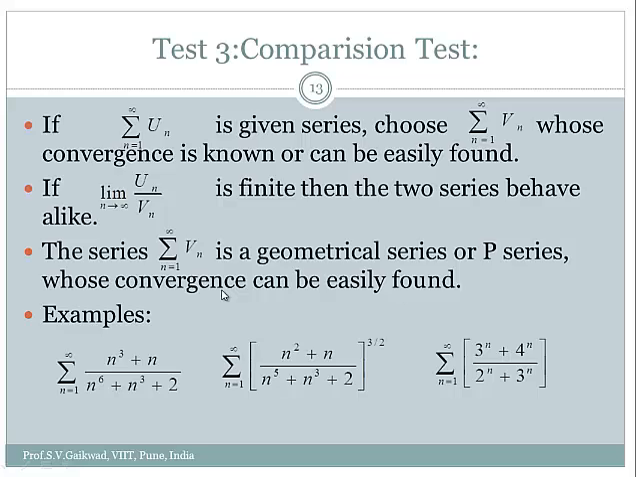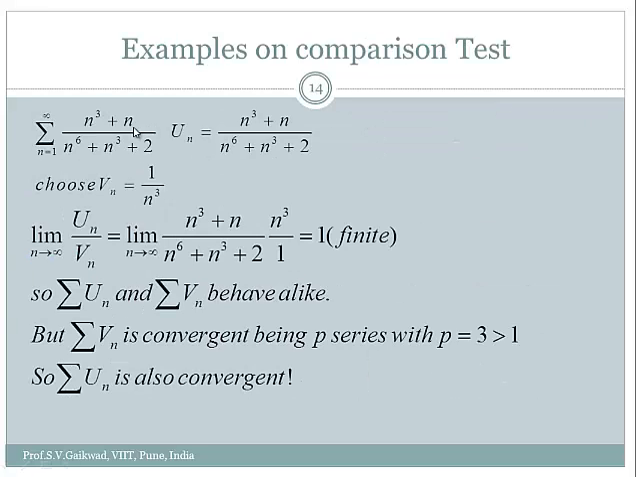Consider the example sigma (n cube plus n) upon (n raised to 6 plus n cube plus 2). This is the nth term. The degree of the numerator is 3, the degree of the denominator is 6, and the difference of the two degrees is minus 3. So I am taking vn as 1 upon n cube for comparison, and we can easily get the limit of un upon vn as n tends to infinity is 1, which is finite, so both series un and vn will behave alike.